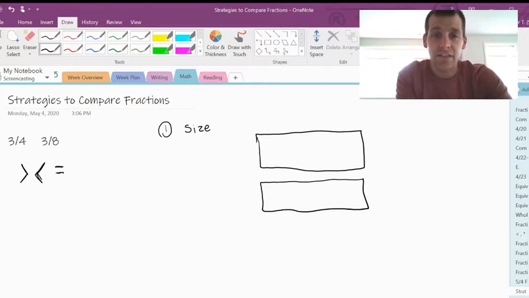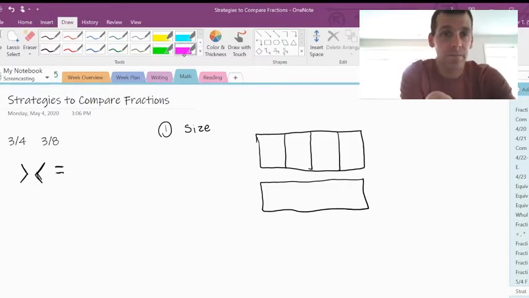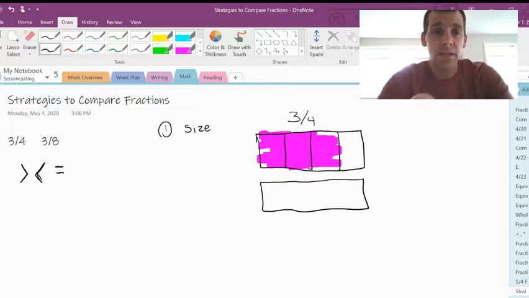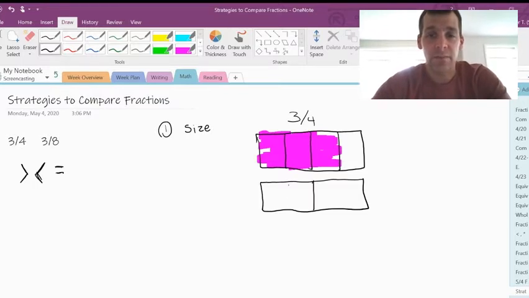And I'm going to divide this top one into 4 parts. And I will shade in 3/4 of them. 1, 2, 3 out of 4. Okay, I can label that on the top, 3 out of 4. And then down here on the bottom, I can do the same thing where I divide this now into 8 parts. Here I've got my 4. And as I keep going down here, I have 1, 2, 3, 4, 5, 6, 7, 8.